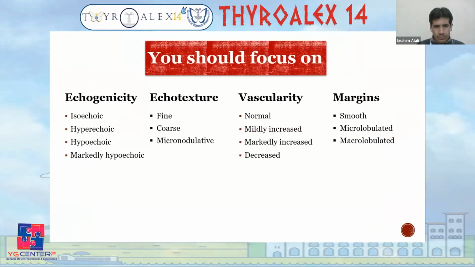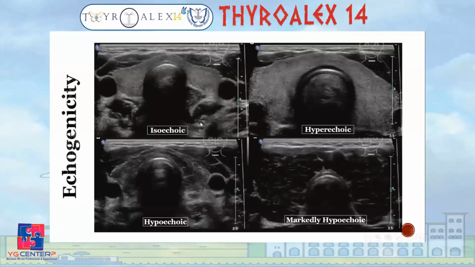When we are doing ultrasonography we should focus on echogenicity, whether it is isoechoic, hypoechoic, hyperechoic, or markedly hypoechoic, and also the echotexture, whether it is fine, coarse, or micronodular. The vascularity is also important: we should know if it is normal, decreased, mildly increased, or markedly increased, and also the margins, whether they are smooth, microlobulated, or macrolobulated. About echogenicity, this is isoechoic thyroid, this is hyperechoic, this is hypoechoic, and this is markedly hypoechoic.